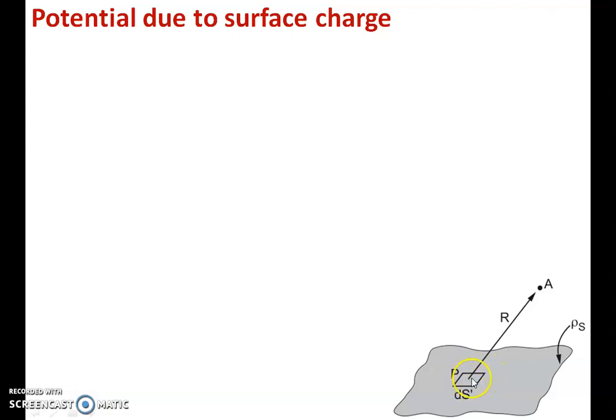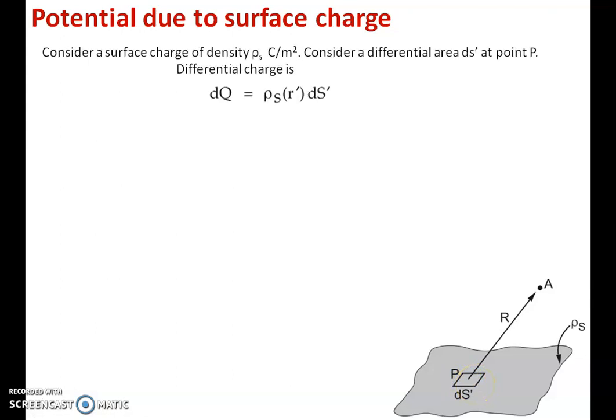Now I want to find the potential at point A due to this small elemental surface charge. Point A lies at a distance of capital R from this point P. Now what is the charge enclosed in this small surface area? You know the surface charge density and the surface area, so you can write dq as rho s of r dash into ds dash.